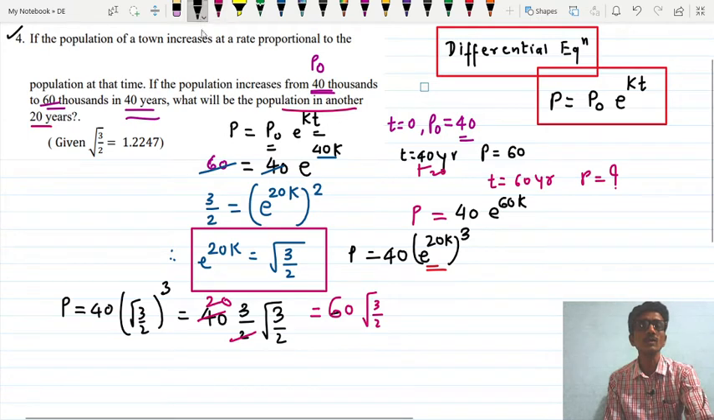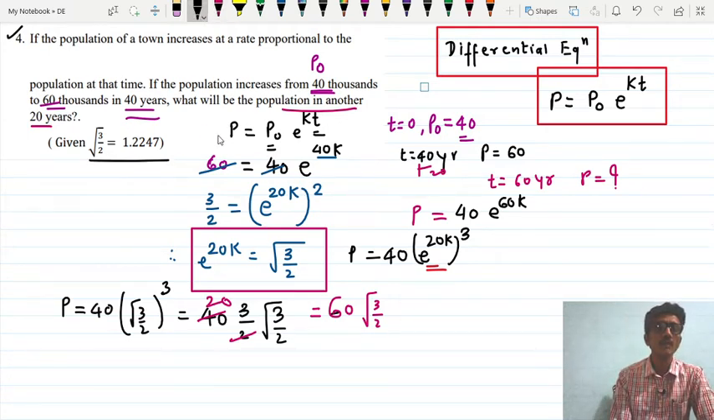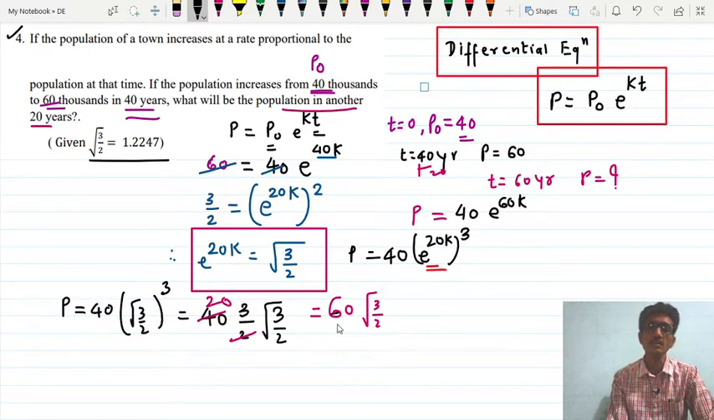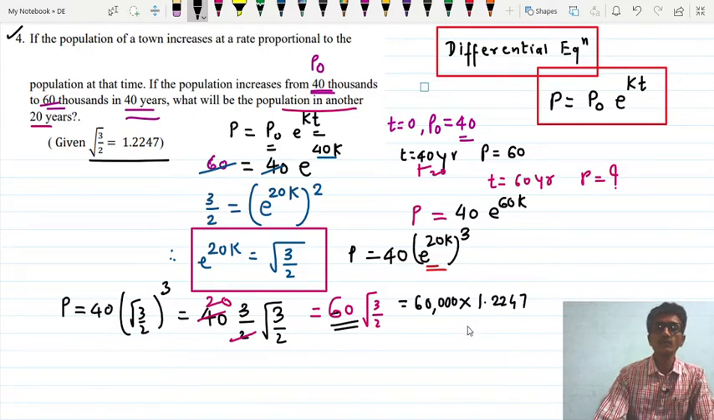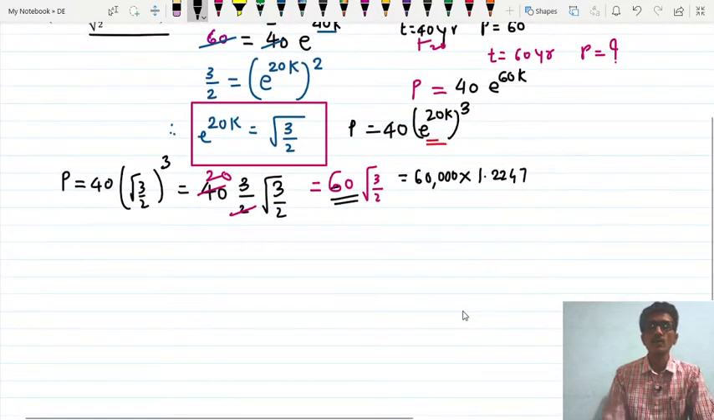60 into root 3 by 2. But root 3 by 2 is given to us. Root 3 by 2 is 1.2247, and this 60 is in thousands, so this will be 60,000 into root 3 by 2, which is 1.2247. So this product will give us the answer.